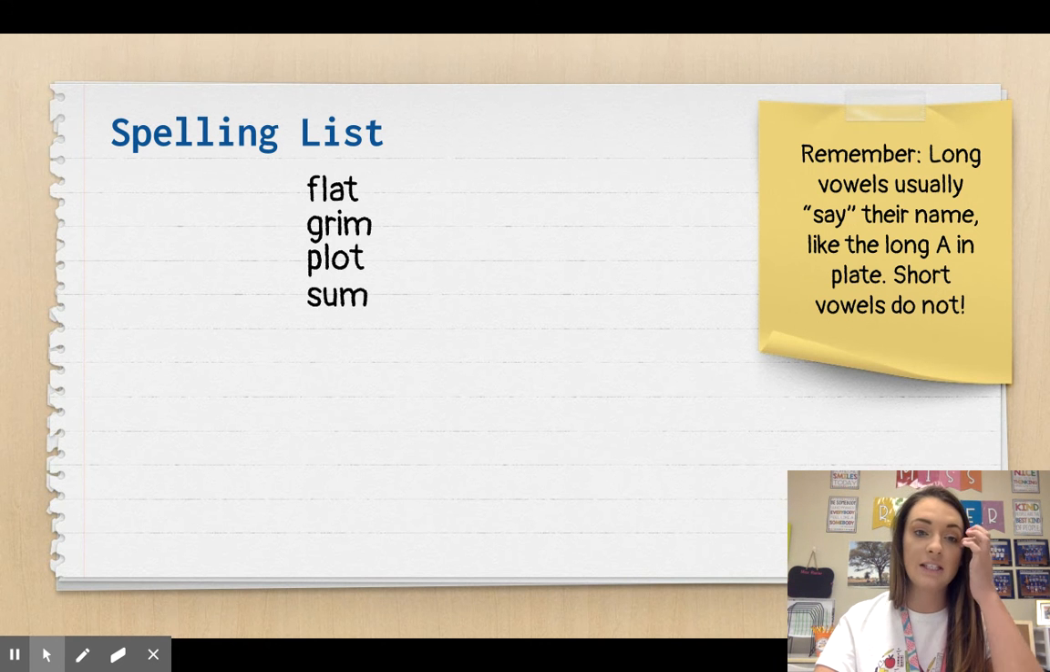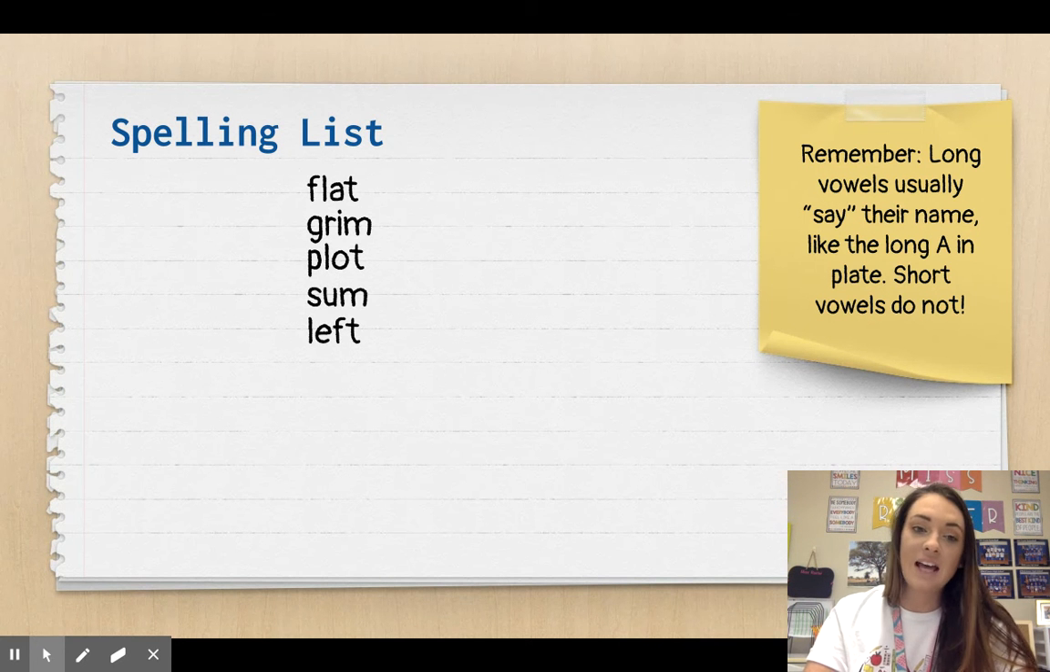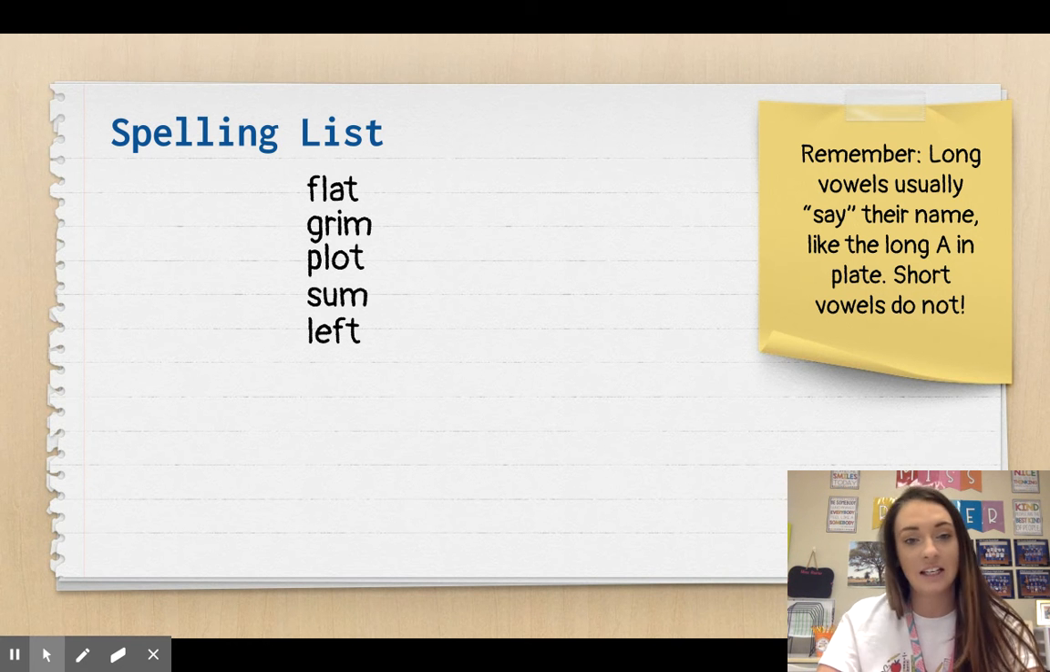The next word is sum. The sum is an answer to an addition problem. Left, that is the opposite of right. So for example, I can use that in a sentence. Miss Reader is left-handed, which means I use my left hand to write.